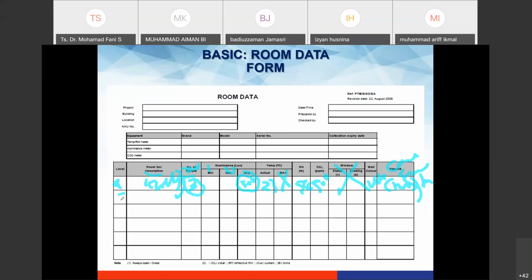So G, again G. Lecturer room, number one. Number of people, one. Lux levels, the average one, 200 for example. And all of this, we compare to the standard.